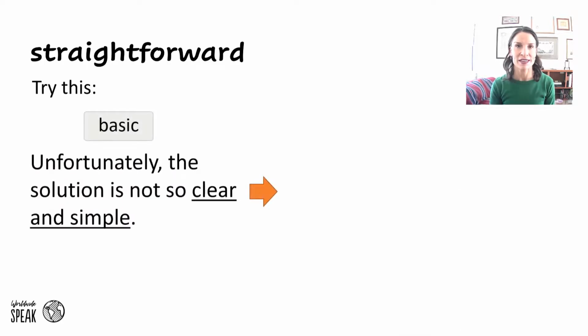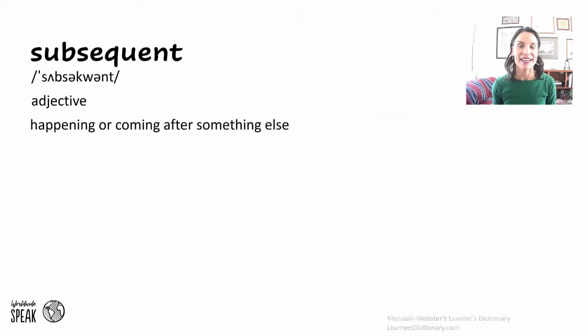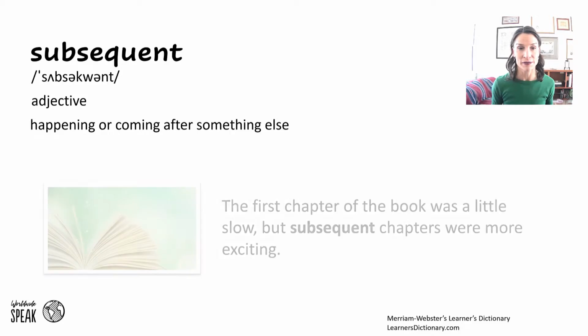So let's try this. We're going to rewrite this sentence. Unfortunately, the solution is not so clear and simple. Unfortunately, the solution is not so straightforward. And here is our last word. It's another adjective, subsequent. Subsequent. And it means happening after something else.